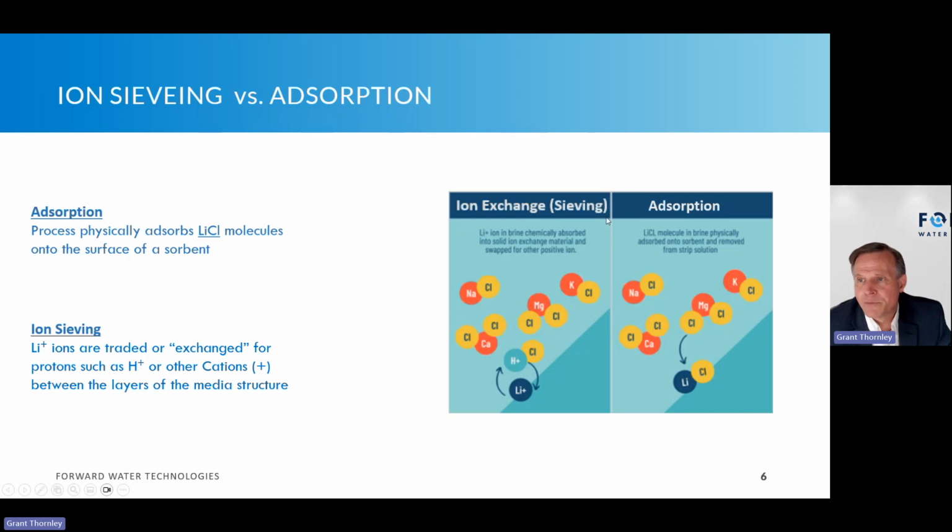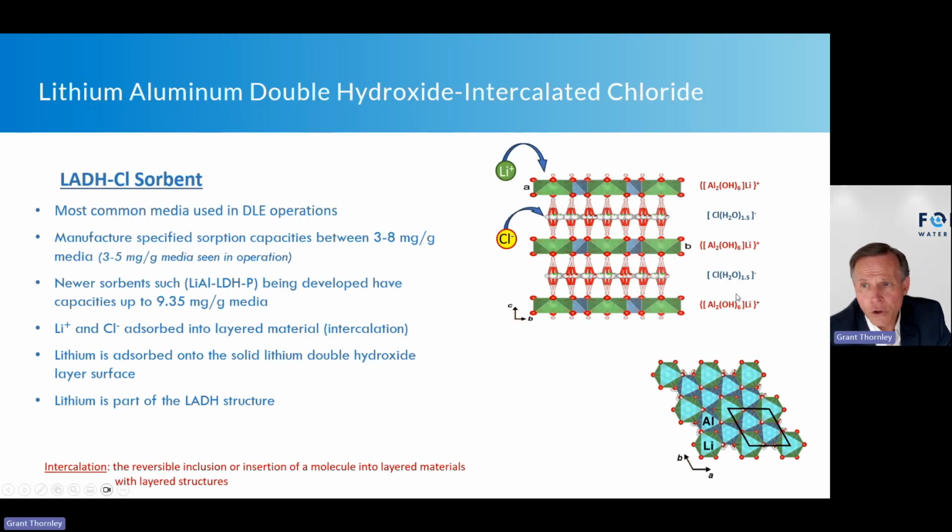But we're talking about absorptions today. So what does a lithium aluminum double hydroxide chloride intercalate sorbent look like? Forgive me for spending a little bit of time on this, but I think it's really important for you to understand the physical structure of the sorbent material, the crystal structure of it, and how it's oriented, to really get a better understanding and appreciation of what happens in its operation and what happens when contaminants of concern enter into it.